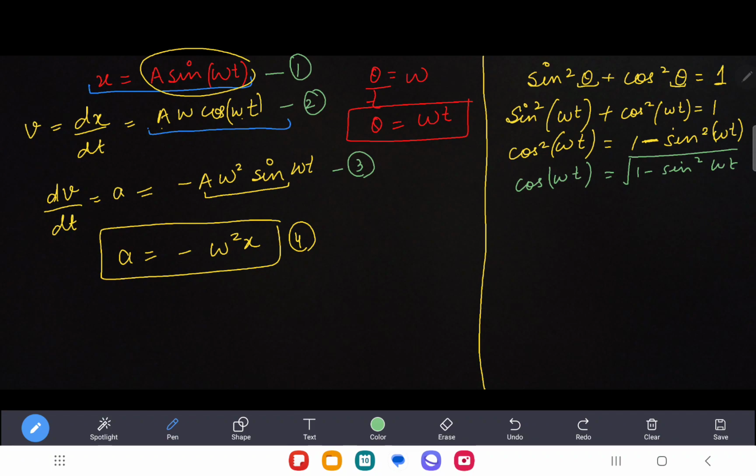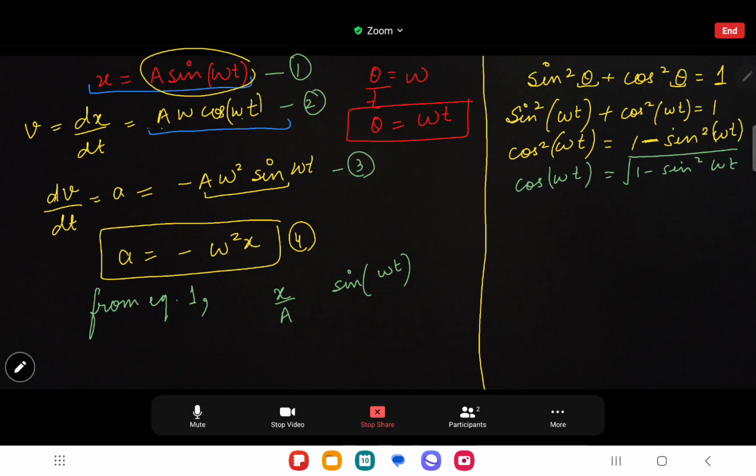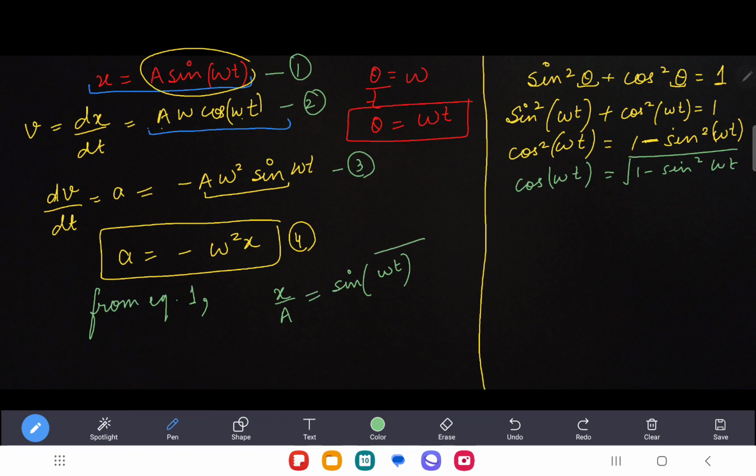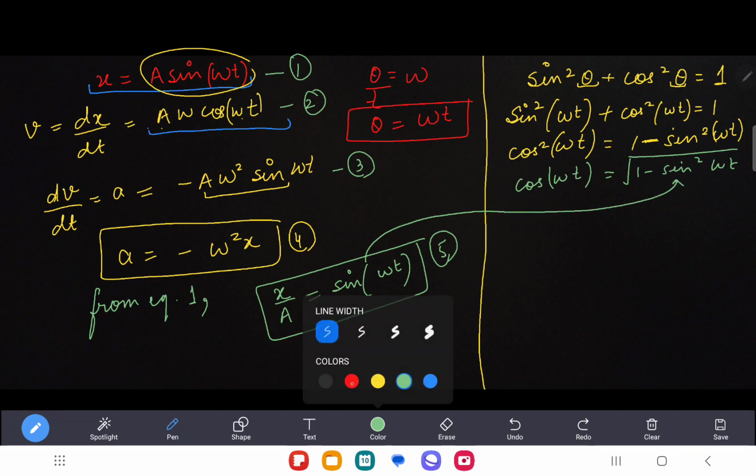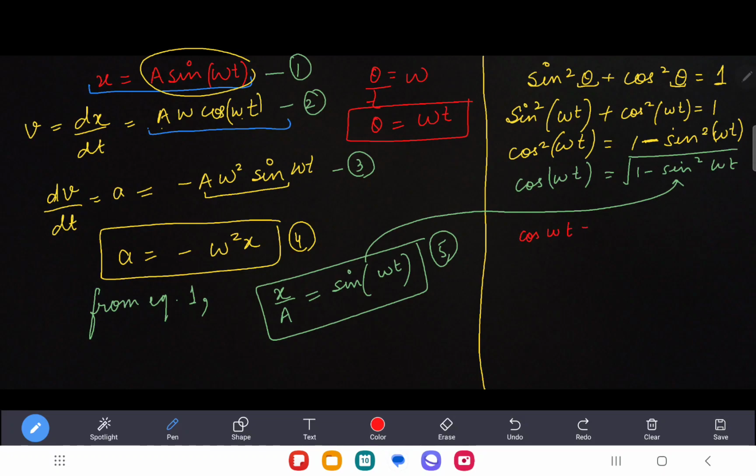Now, from equation 1, what would you understand? That x over a shall be sine omega t. So can I substitute that right here? This is my equation 5, and let me substitute the value of sine omega t here. What do you think my cos omega t shall be? It shall be under root of 1 minus x square over a square, because here we are using sine square omega t.